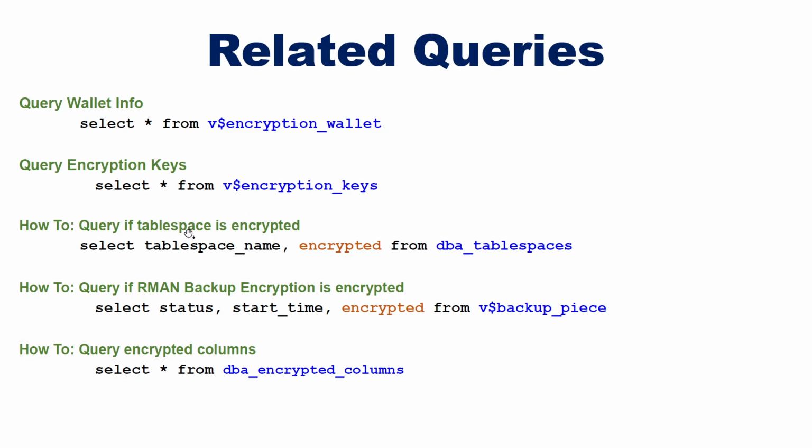If you want to find out if a particular tablespace is encrypted, you can use the encrypted column from DBA_tablespaces. If you want to know if your backup is encrypted, RMAN backup, you can use the encrypted column from the $V_backup_piece. And if you want to know the encrypted columns in the database, you can use DBA_encrypted_columns. So these are all the queries. These are some of the important dictionary views that you can use to query about your encryption.